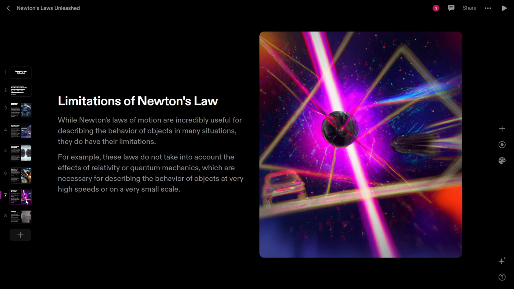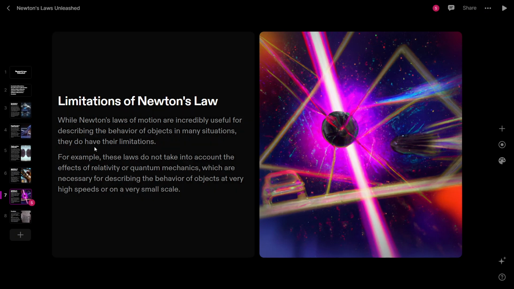Next is the limitation of Newton's laws. What are the limitations? While Newton's laws of motion are incredibly useful for describing the behavior of objects in many situations, they do have limitations. For example, these laws do not take into account the effects of relativity or quantum mechanics, which are necessary for describing the behavior of objects in those domains. With the help of Newton's laws we can't find that. Newton's laws are also not valid at very high speeds. So this is a limitation of Newton's laws.